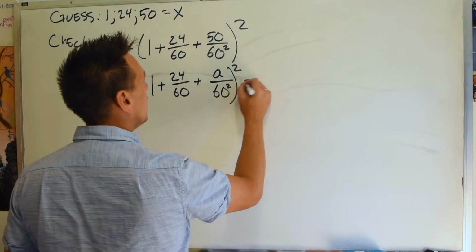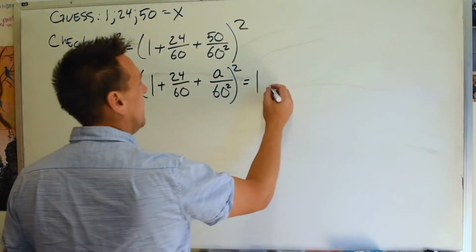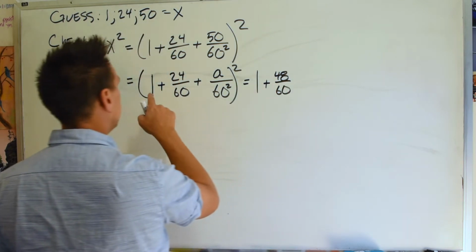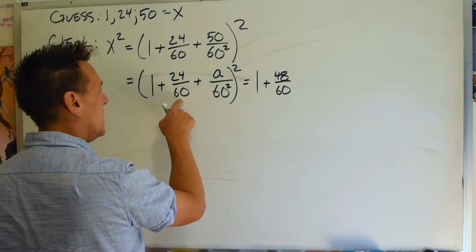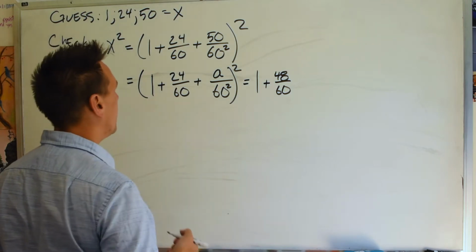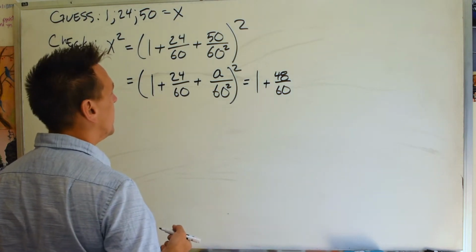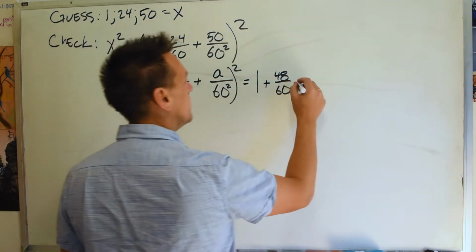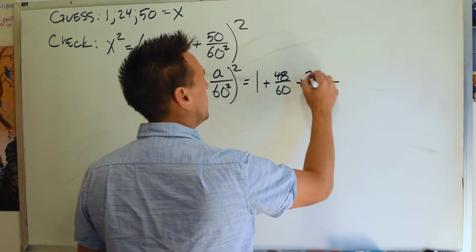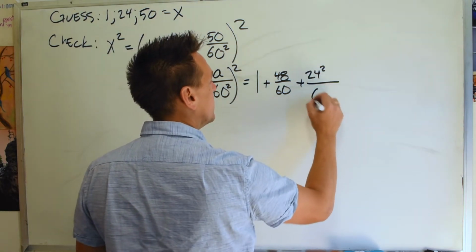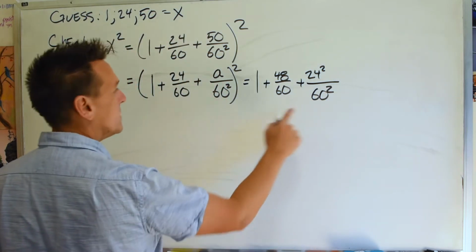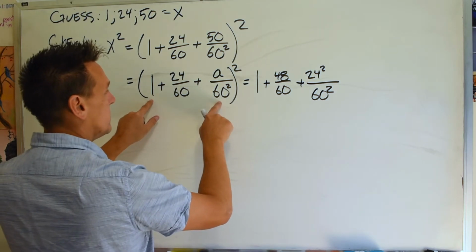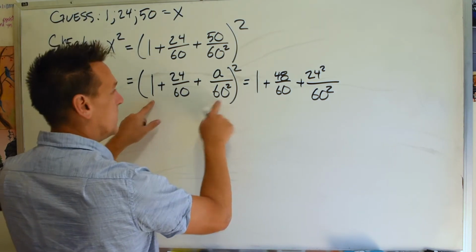Okay, so if I multiply this all out, I'm going to get 1 and 48 over 60, and that's that squared, and that's this being a middle term times 1. What else am I going to get? I'm going to get this thing times itself, and that'll be over 60 squared. So 24 squared over 60 squared, and I'm leaving some space because I know I'm going to get another 60 squared part when I multiply this by this twice. So this will also be a middle term.